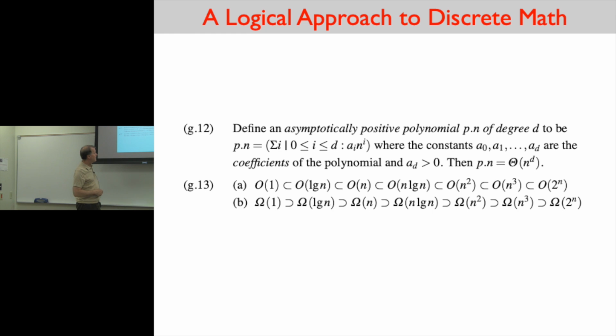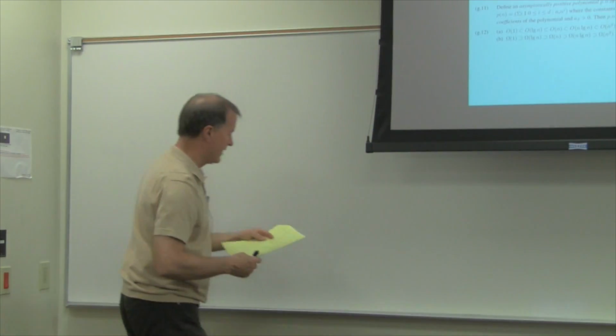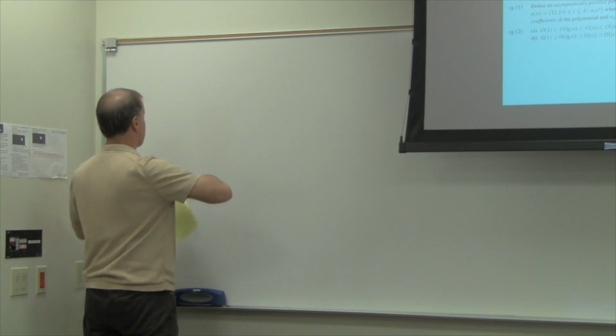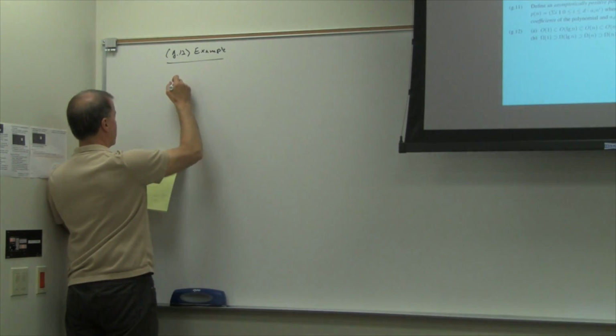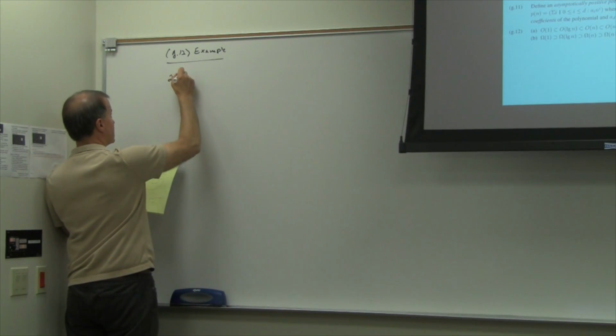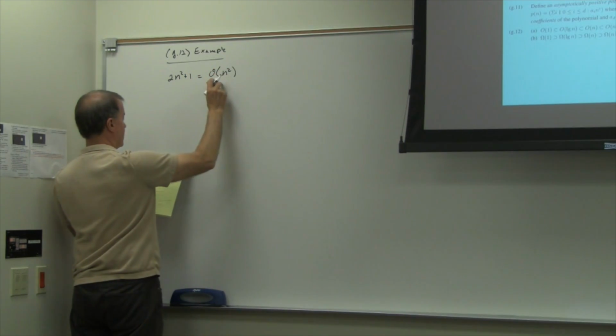Now, because they're proper subsets, there must be something in this one that's not in the smaller one. So let me give you an example. This is a G.12 example. I'm going to write down 4 relationships. 2n squared plus 1 is big O of n squared. Do you agree with that? Is it bounded above?